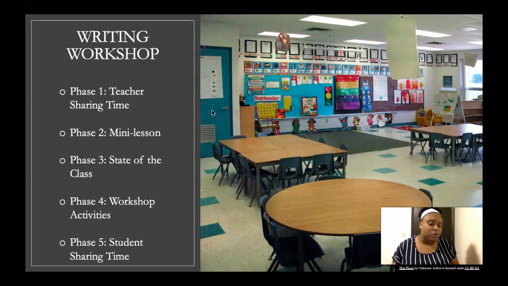Okay, then they'll move into their phase 5. Their phase 5 is student sharing time. Now, student sharing time should only be about 5 to 10 minutes. Okay, so this process only occurs when a student's writing has been approved by the teacher after an editing session. So they just can't go off and say, oh, I'm going to go share with my friend. No, they have to get their writing approved before they can even do this part of the writing workshop.